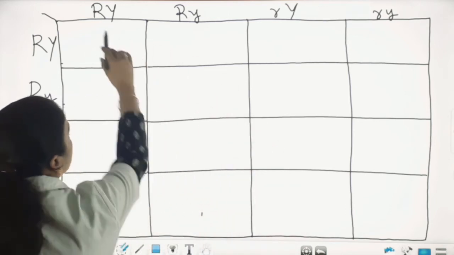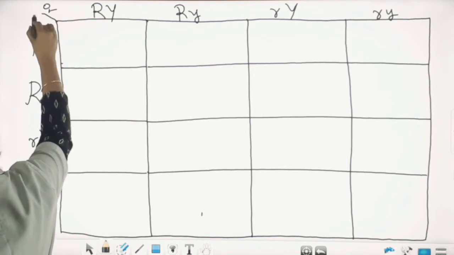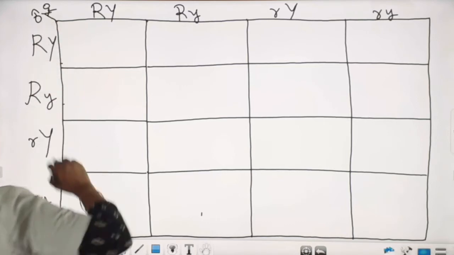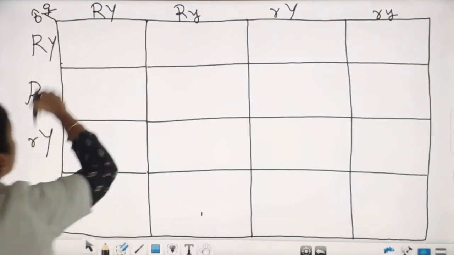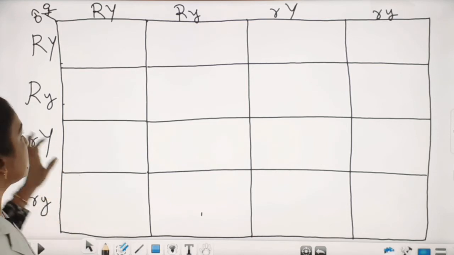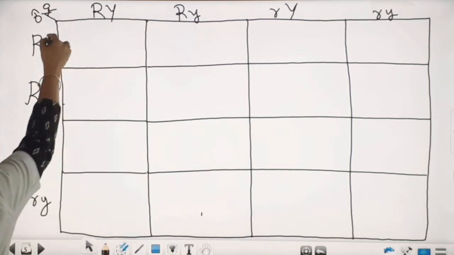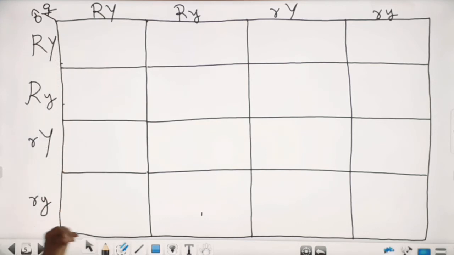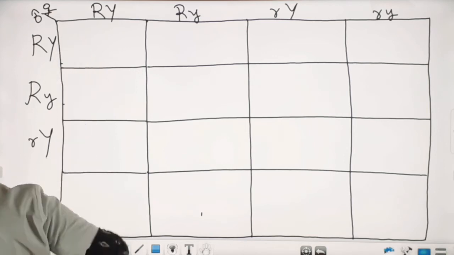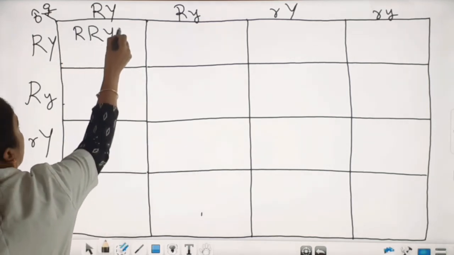On this side we can write the genotype of the female, and here we can write the genotype of the male. So these are the male gametes and these are the female gametes. Here, this gamete needs to cross with the 4 gametes. Okay, so let's see. Capital R, capital R, capital Y, capital Y.